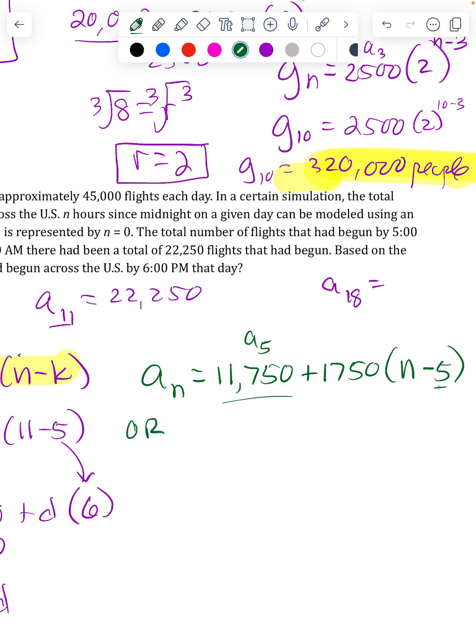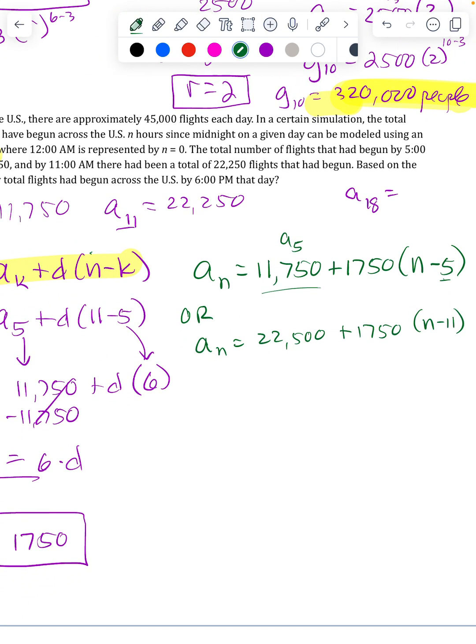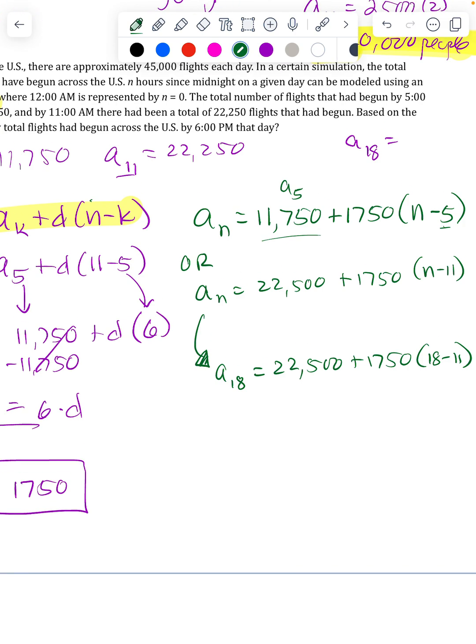Or you could have said, hey, I'm starting at my 11th term. I'm still adding the same common difference, and then I'd be here. Either one of these is going to lead you to the same answer. Since this one's on the bottom, I'll just go ahead and use it. To find the 18th term, I'm going to plug in 18. I don't have to simplify the equation because it really didn't ask me to show the equation. It just asked me to come up with that 18th value.